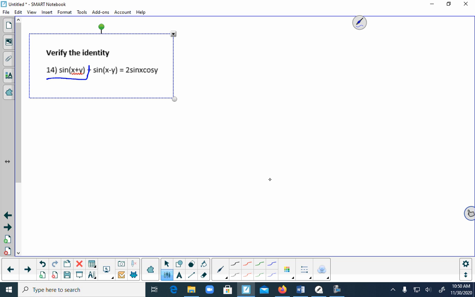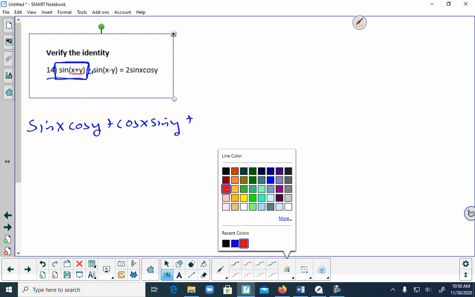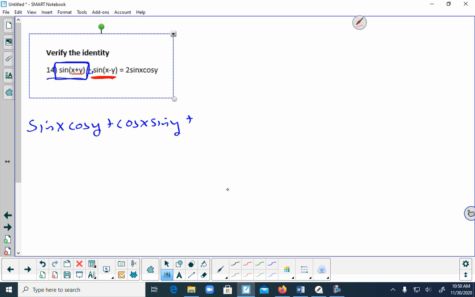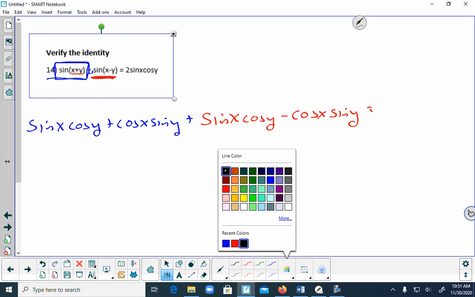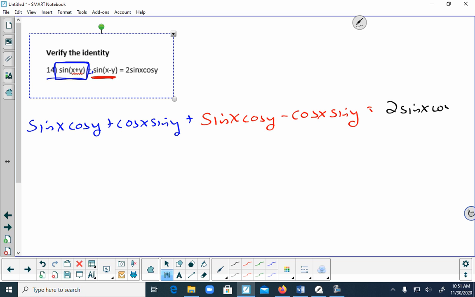The sine of x plus y, using the sum formula, is the sine of x cosine of y plus cosine of x sine of y. That's what this is equal to using the sum formula. And then here's that plus sign. Now the sine of x minus y is the sine of x cosine of y minus the cosine of x sine of y. And I'm trying to show that that's equal to 2 sine x cosine y.